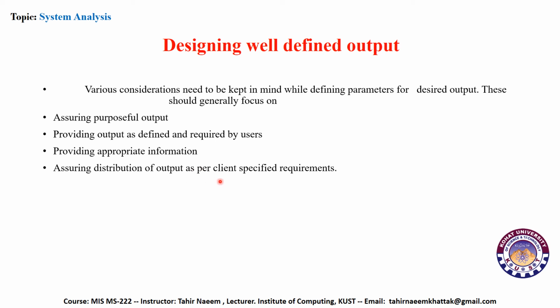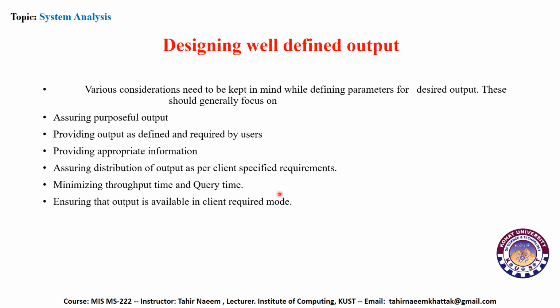Assuring distribution of output as per client-specified requirement. It must be able to distribute the output to different users as demanded by the user. Minimizing throughput time and query time: it must be able to generate reports efficiently. If the user requires some information, it must present this data within a short period of time. Ensuring that output is available in the client-required mode, so the output must be in the format demanded by the user.